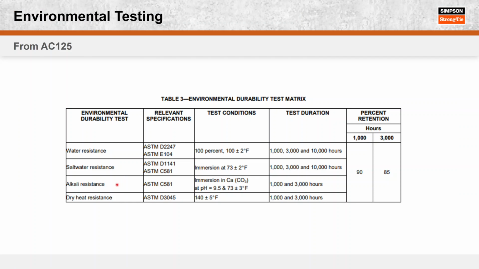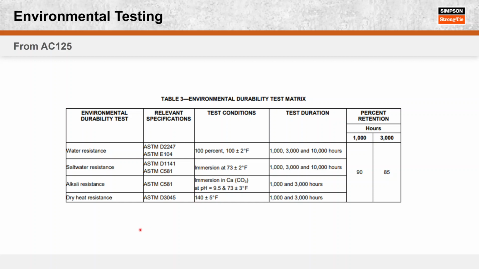Alkali resistance is, there's chemicals in the water, calcium carbonate or something like that. Some kind of chemical that attacks the FRP. And then there's no liquid, they just expose it to high heat, 140 degrees Fahrenheit, maybe 60 degrees Celsius, I don't know.